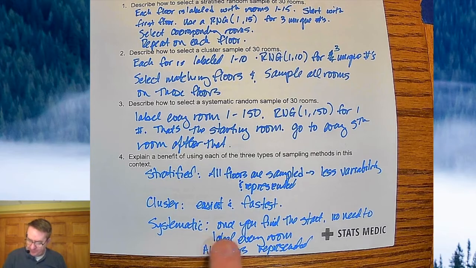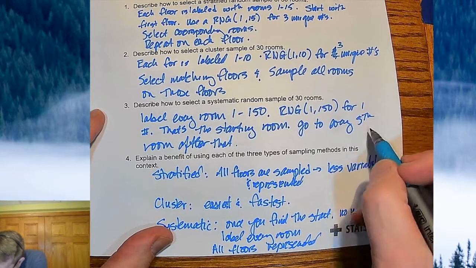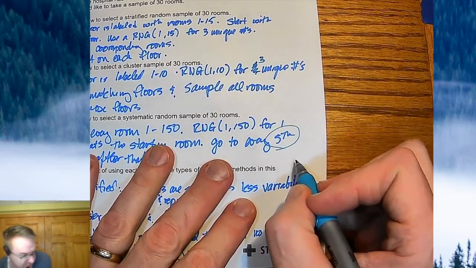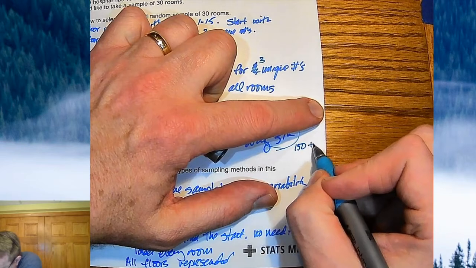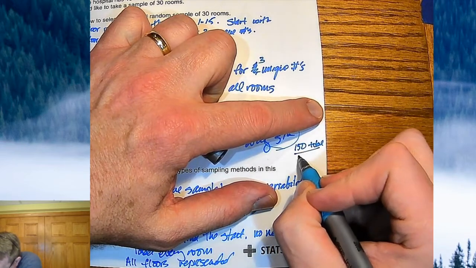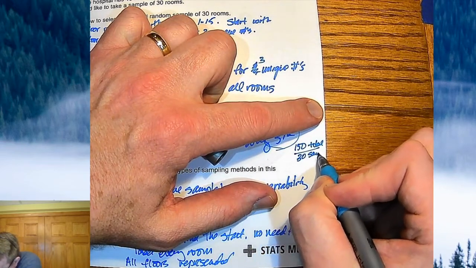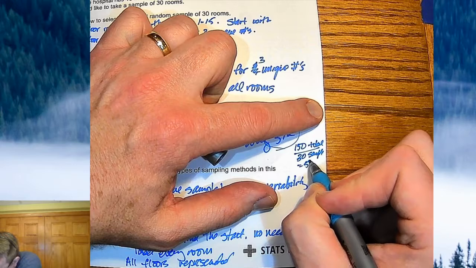And systematic, once you find the starting point, no need to label every other room. You just start there and count it all off. You'll have to, in this case, count up to 5. And again, how do we come up with this? We took 150, that's my total, divided by my sample size. And that tells me every 5th room.